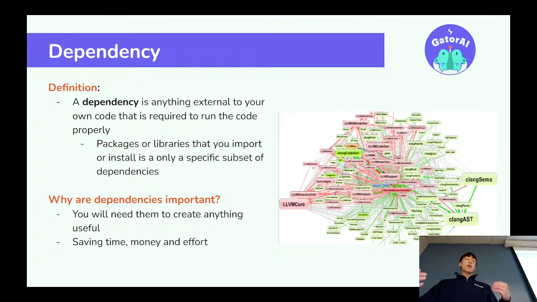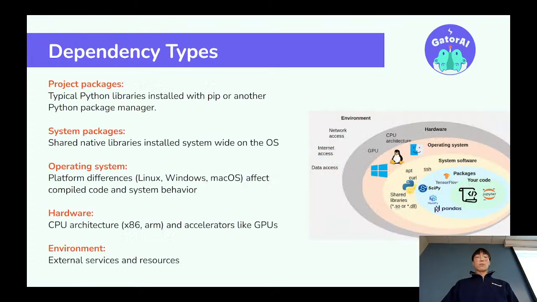So first of all, why are dependencies important? Well, because dependencies are required for creating basically anything useful. Your code by itself will never be able to run properly, right? And so you need dependencies to run it. And of course, having dependencies saves you money, time, and effort, right? Because you don't have to create those dependencies yourself. You can use them already from the ground up, right?